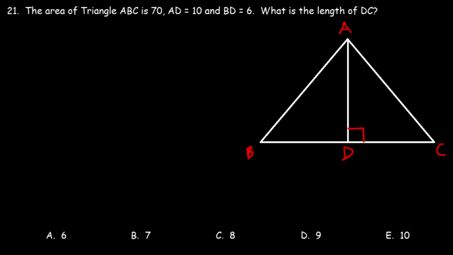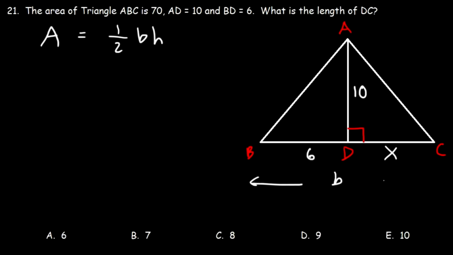21. The area of triangle ABC is 70. AD is 10 and BD is 6. What is the length of DC? So let's write down what we have. This is AD and BD is 6. We're looking for DC, so let's call it X. How can we find it? Well, we know that the area of a triangle is 1/2 base times height. Now the base of the triangle is the length of segment BC. And the height, we can clearly see that the height is 10.